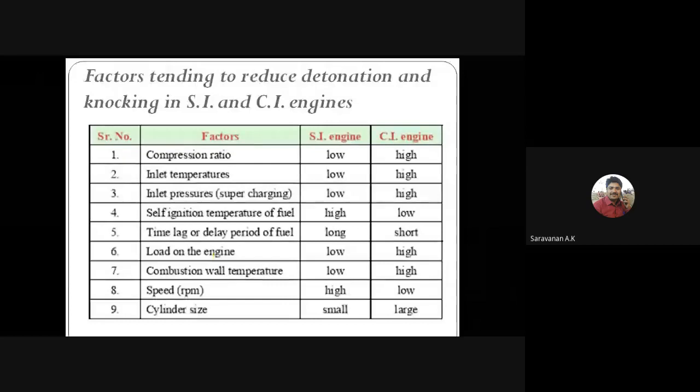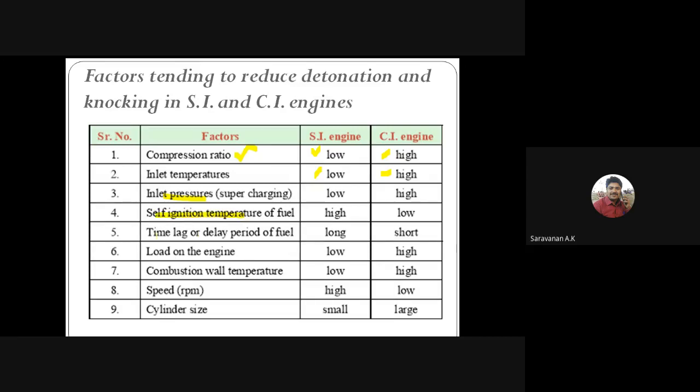Then what are the factors and tendencies to reduce the knocking, right? To reduce the knocking, the comparison between SI engines and CI engines. For the compression ratio, the SI engine is low and here it is high. Then the inlet temperature for the SI engine is low and CI engines are high, and for the inlet pressure and for the self-ignition temperature, right?